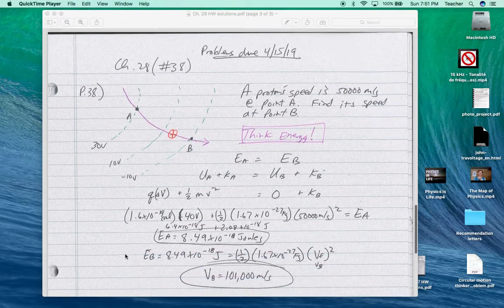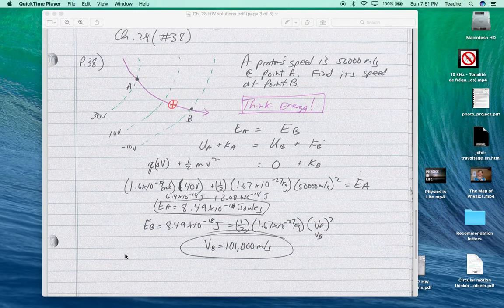This one I liked a lot. I could see something like this coming up on an AP exam, either multiple choice or as part of a free response. This proton has 50,000 meters per second here. It's asking how fast it would be going here. Since it's a proton, it'll be accelerating toward the negative potential. Therefore, it's losing potential energy, gaining kinetic energy. It doesn't have only potential energy at point A, however, because it's already moving. So therefore, I've got to look at this more general equation.